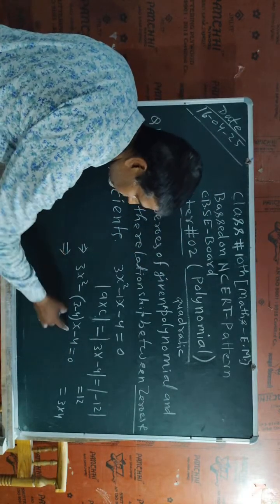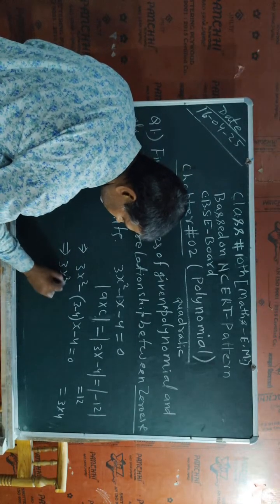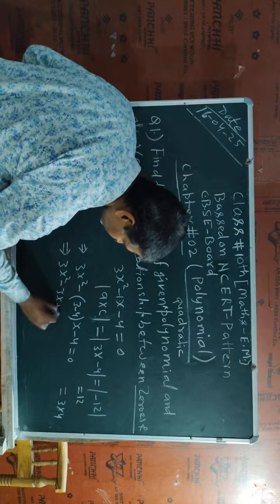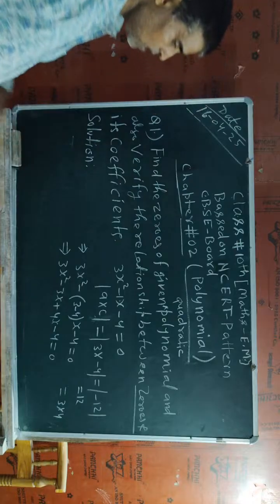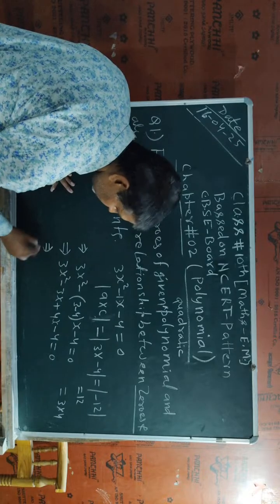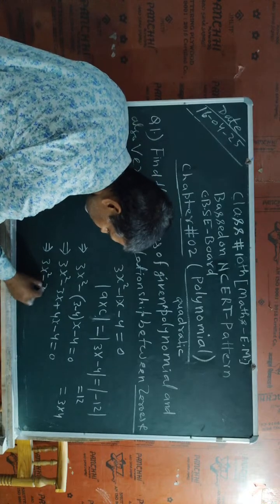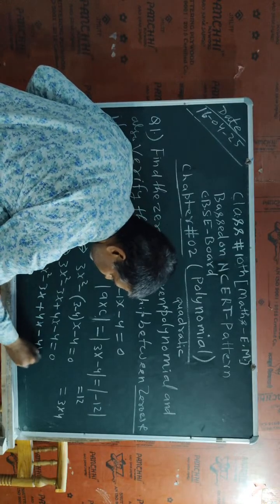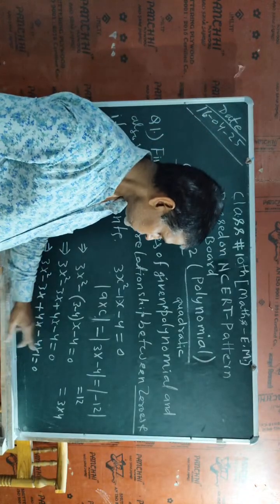Now again I multiply x with this same term. I write 3x square, then minus 3x, and this minus becomes plus 4x, and again minus 4 is equal to 0. Okay student, again I am going to take common. In the next step I write 3x square minus 3x plus 4x minus 4, where in the place of 4 I can write 4 into 1, which becomes 4.